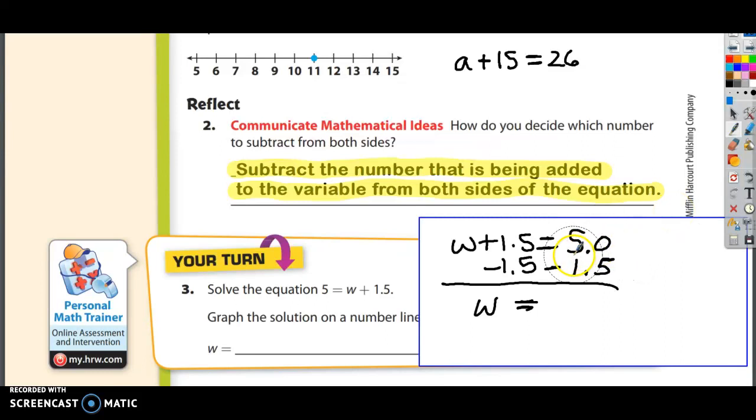Now I've got 5.0 minus 1.5. I'm going to borrow and make this 10 minus 5 is 5. Since I borrowed, that makes this a 4. 4 minus 1 is 3. The answer is 3.5.